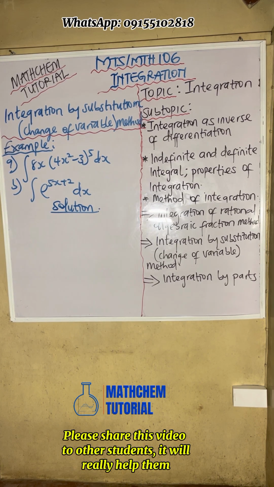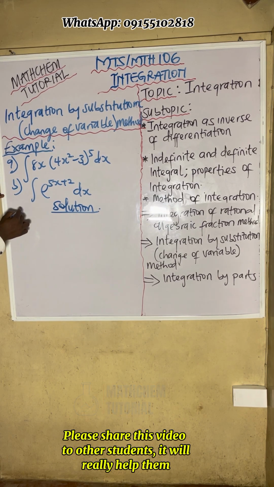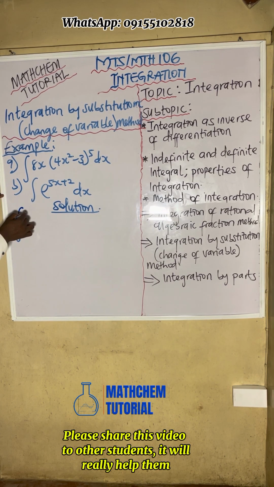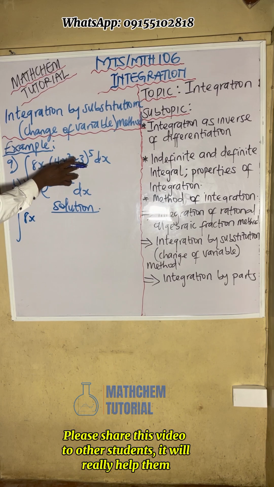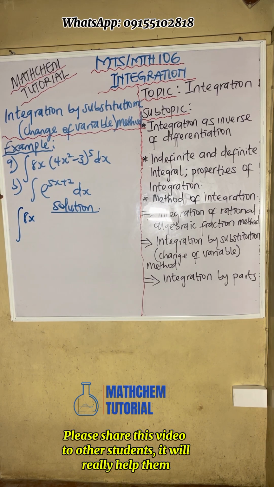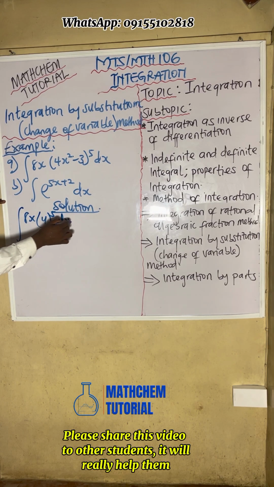Now what are we going to do? To resolve this, we're going to say, okay, the integral of 8x, we are going to allow this 4x squared minus 3 to represent u. So that will be u raised to the power 5 dx.